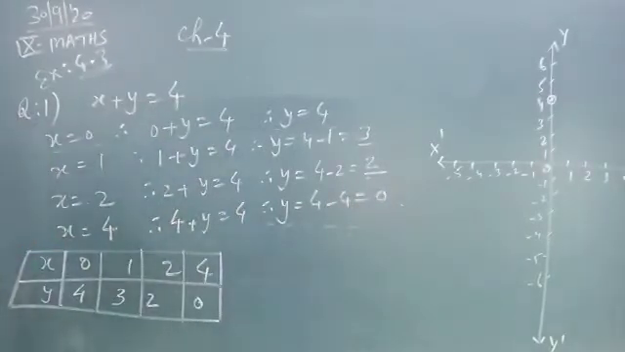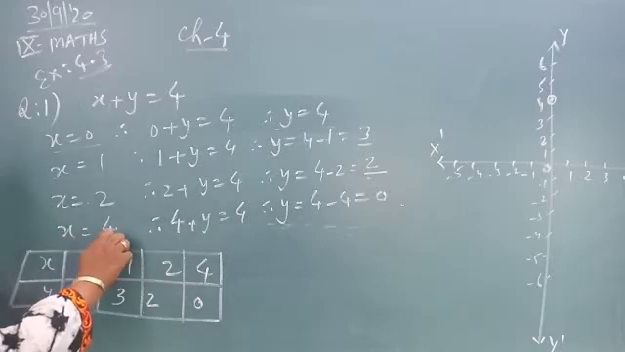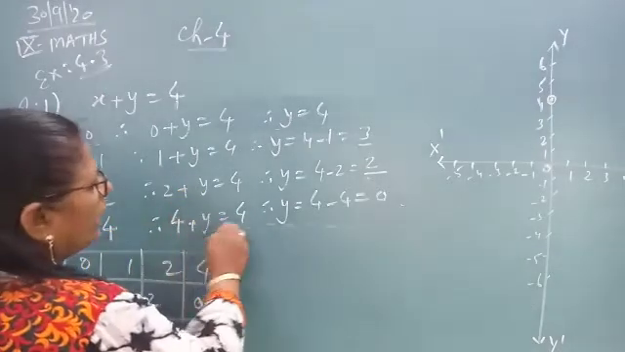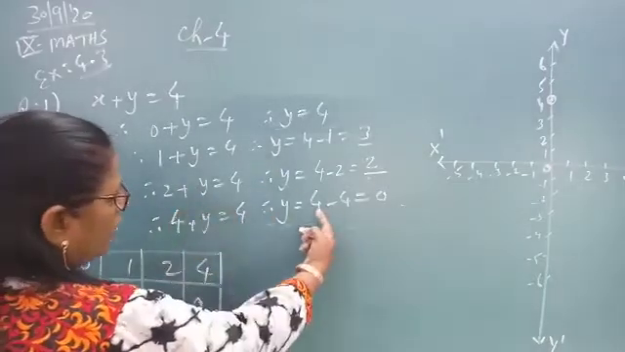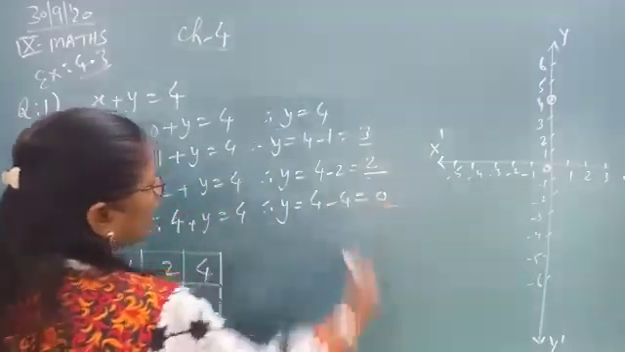Maximum 4 to 5 values we will take, and minimum 3 values you have to take. Here x is equal to 4 we are taking. So 4 plus y is equal to 4. Take 4 on the other side: 4 minus 4 is equal to 0. So y is equal to 0.